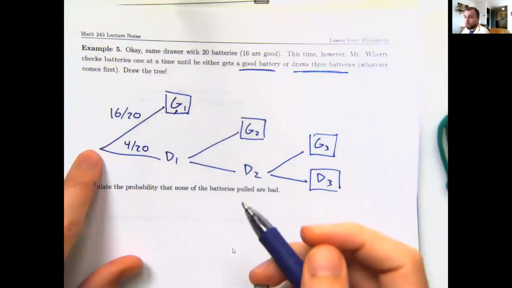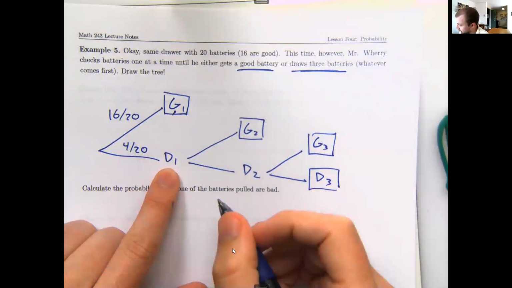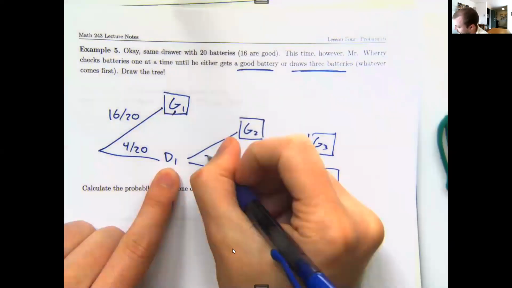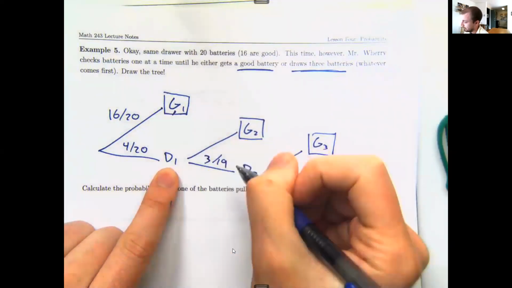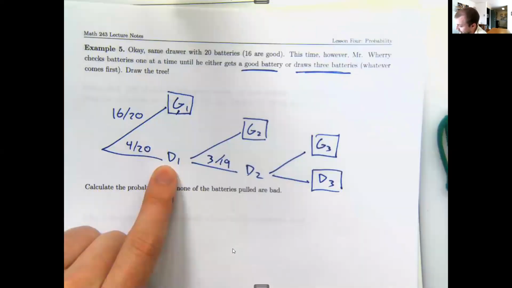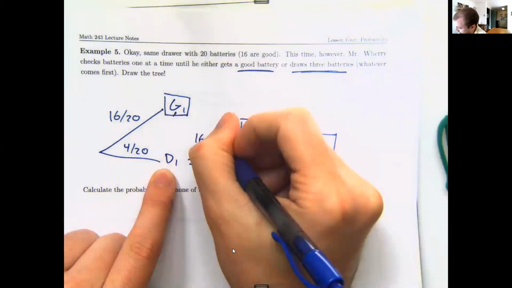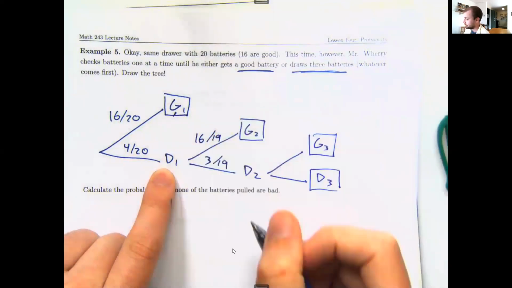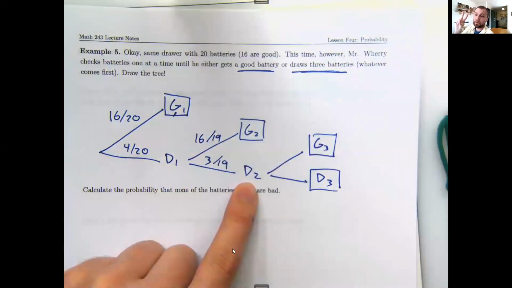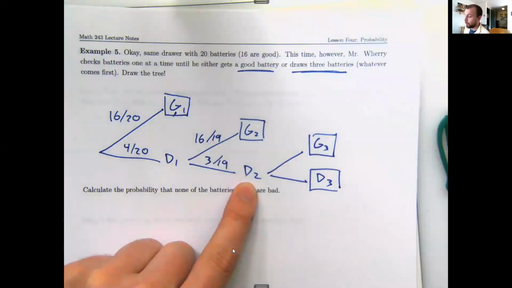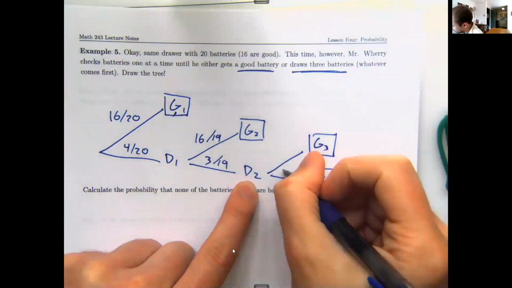I removed one of the dead batteries. So that means I have 3 of the dead left out of 19. I've not touched the goods if I'm on the sequence down here, so I still have all 16. I've now taken away 2 of the dead batteries out of the 4, so I only have 2 remaining.